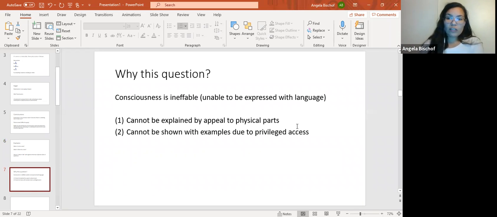So why does Nagel focus so much on this question? What is it like? Because he thinks that consciousness is ineffable. No one can express what consciousness is with language other than just saying what it's like, other than comparing it with other experiences. And he says that everybody has a hard time explaining what it's like because, one, he thinks that consciousness cannot be explained by appealing to physical things, physical parts. And two, we cannot just show examples of consciousness in the world because of the problem of privileged access.